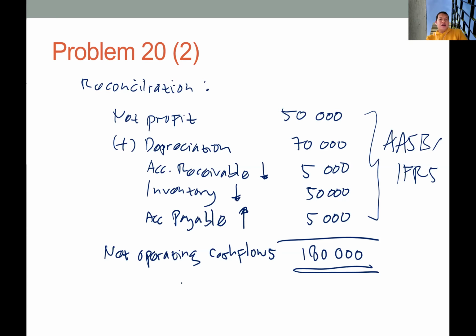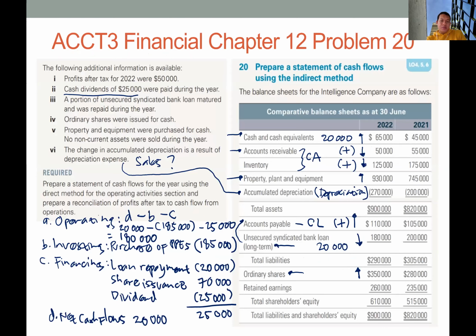So instead of moving from the bottom, you can do the reconciliation and use this net operating cash flow as the operating cash flow in this part A. All right, okay, you can also do it. Yes, sir. Thank you.